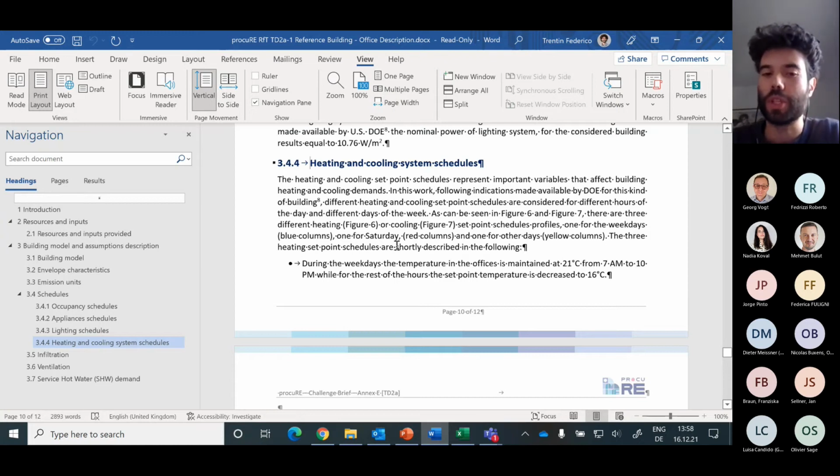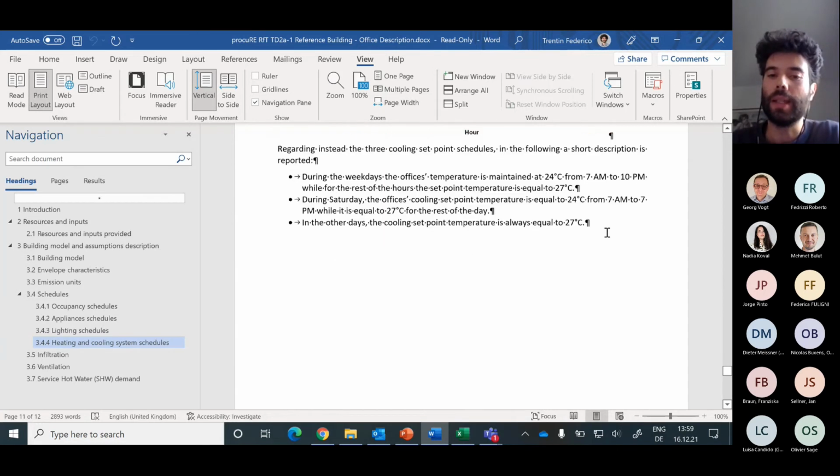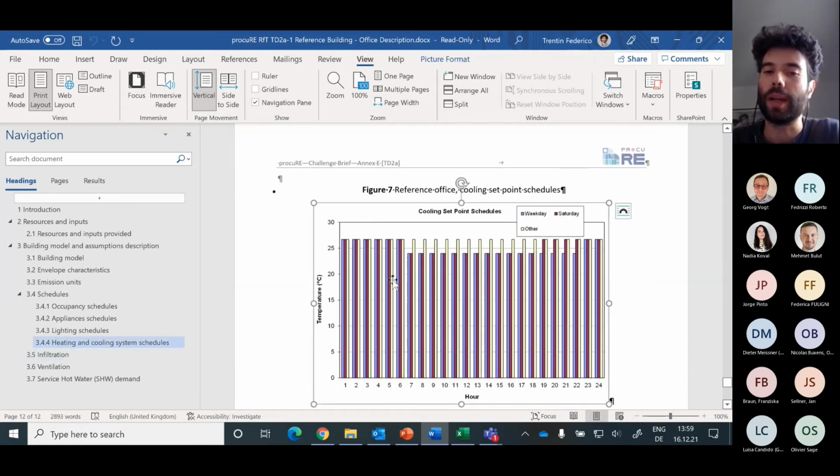And at the conclusion of this section, we have also reported indication about the heating and cooling set points that must be considered. As you can see in this figure 6 of the report, basically you find for different days of the week, for each hour of the day, the temperature set point that must be ensured inside the building. In this case, we are talking about the heating season, so the temperature that must be ensured during the winter period inside the building, and then we have a similar figure regarding the summer period, so the temperature that must be ensured during the summer.